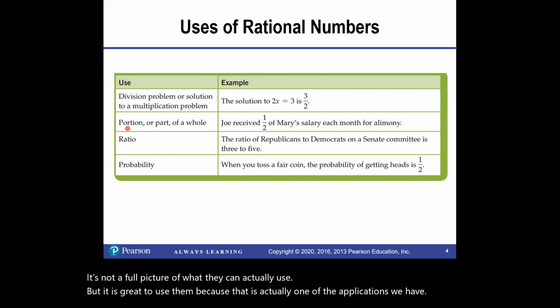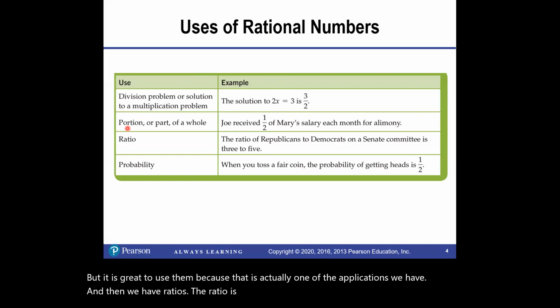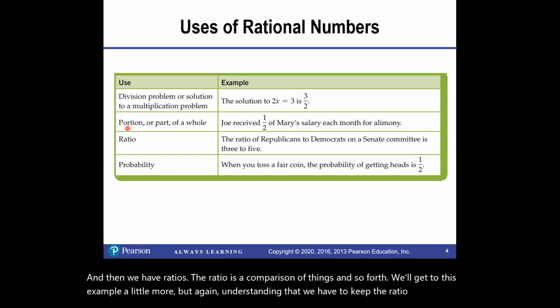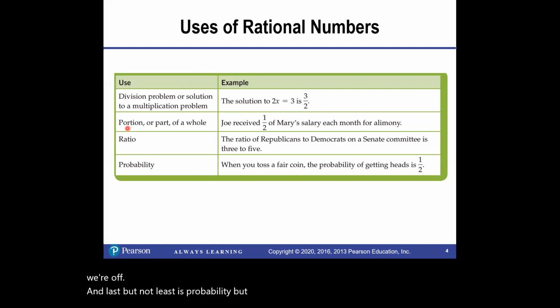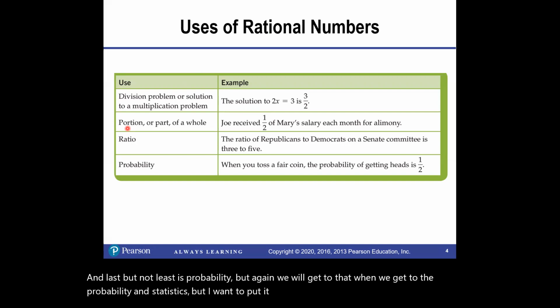And then we have ratios. A ratio is a comparison of things and so forth. We'll get to this example a little more. But again, understanding that we have to keep the ratio balanced, or else we're off. And last but not least is probability. But again, we will get to that when we get to probability and statistics. But I want to put it out there anyways, because probability still should make sense.